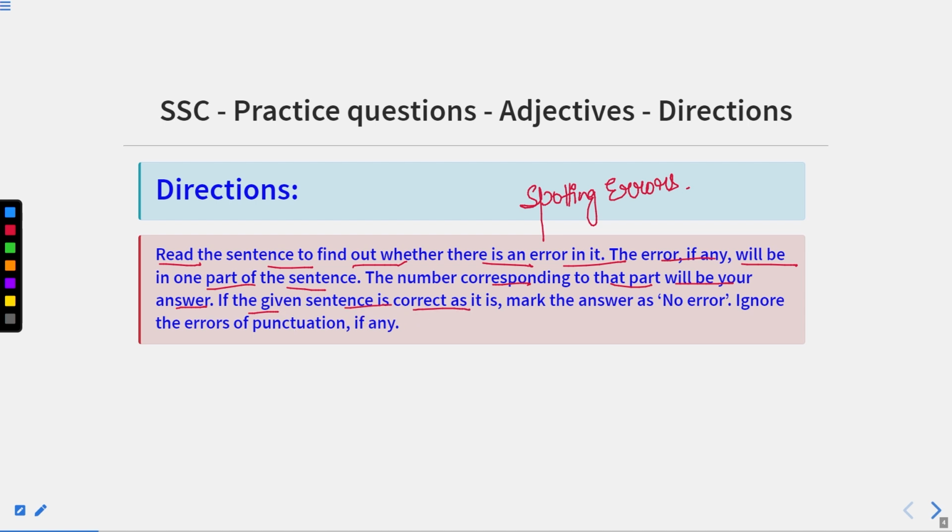If the given sentence is correct as it is, it means if the entire sentence does not contain any error, mark the answer as no error. Ignore the errors of punctuation, if any. It means we can ignore punctuation. We need not check the errors of punctuation. If there is any punctuation error, we can ignore it. We need to only identify the errors based on grammar. Here we are discussing the errors based on the chapter adjective. So let's begin doing these questions.